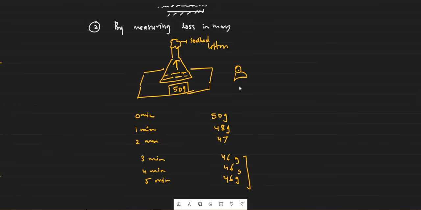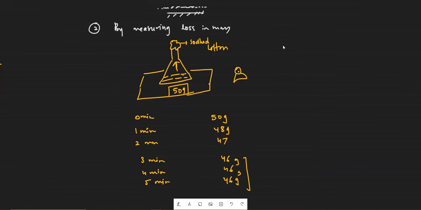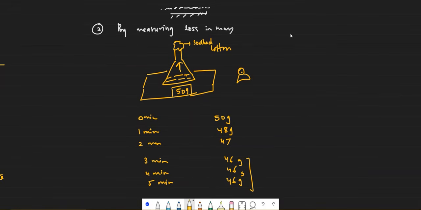So let's plot this on a graph. On the y-axis is loss in mass. On the x-axis it's going to be time.